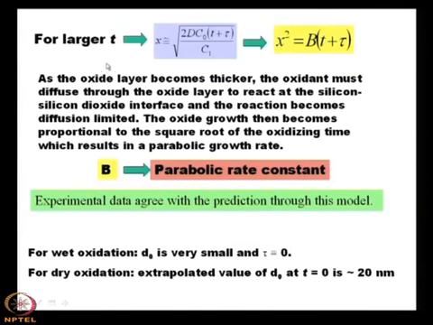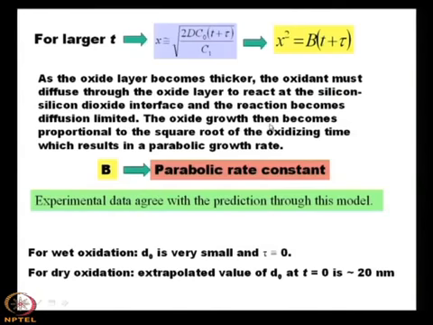For larger t, x will be equal to twice d C 0 t plus tau by C 1, and in this case it will be x square equals b t plus tau. So, as the oxide layer becomes thicker, the oxidant must diffuse through the oxide layer to react at the silicon dioxide interface, and the reaction becomes diffusion limited.